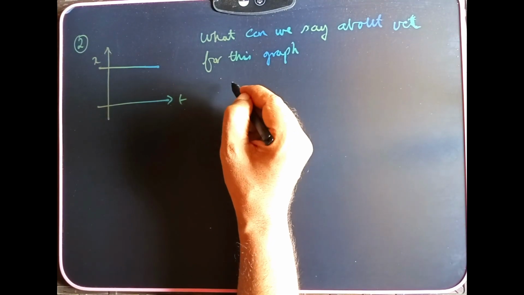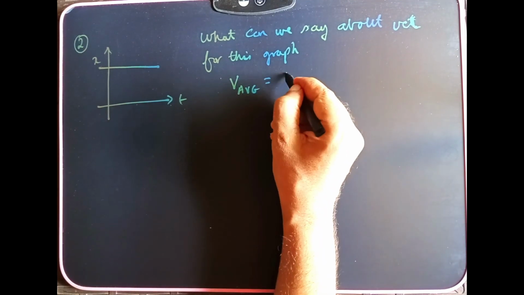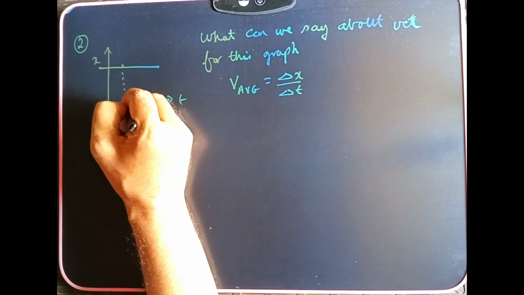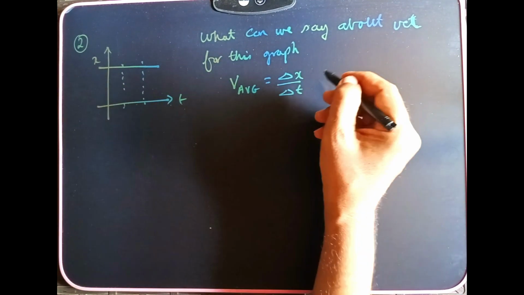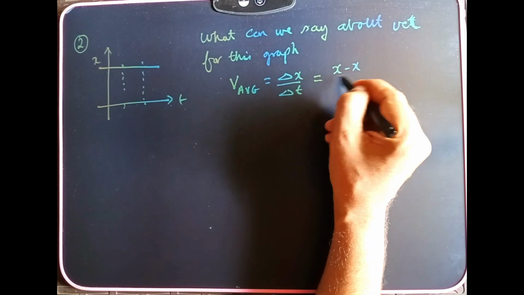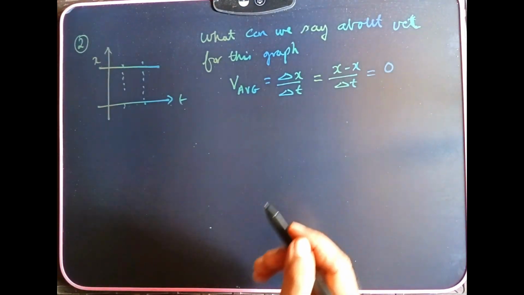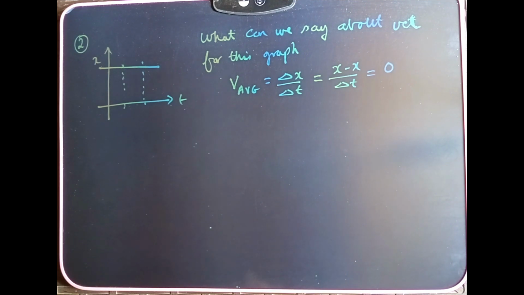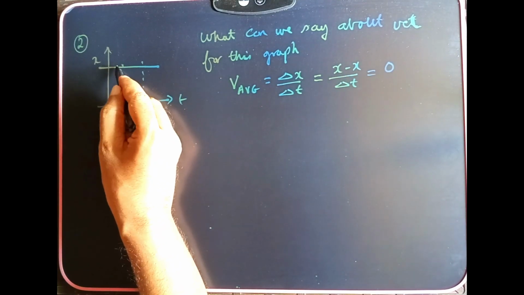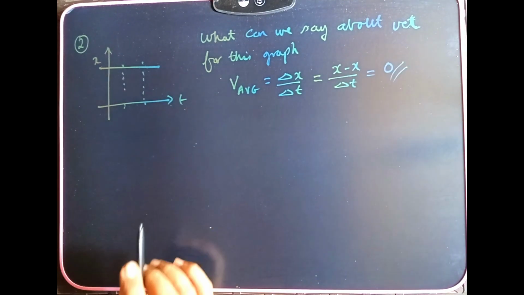We know that average velocity is the change in displacement by change in time. Now, if I take any two intervals of time, displacement continues to remain the same. That means x minus x divided by delta t will become equal to 0. So the answer, my friends, is average velocity. We can say that when the displacement is constant, then average velocity is 0.